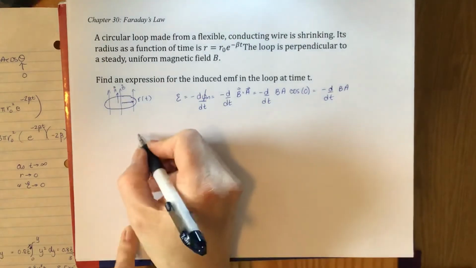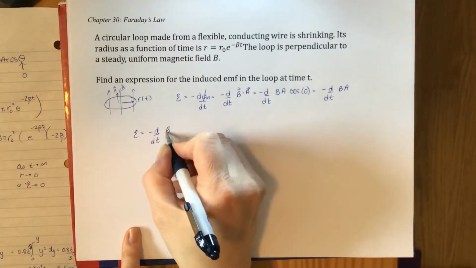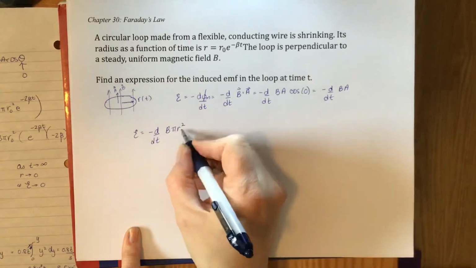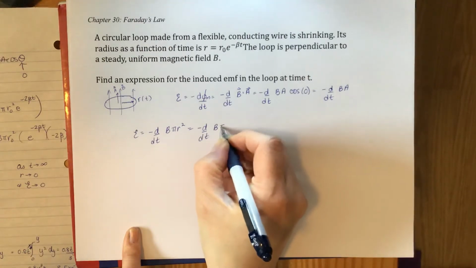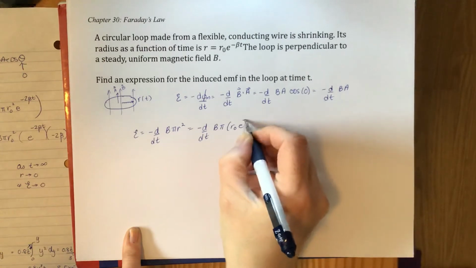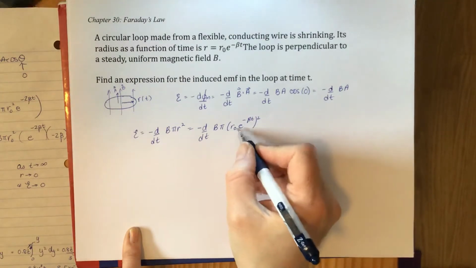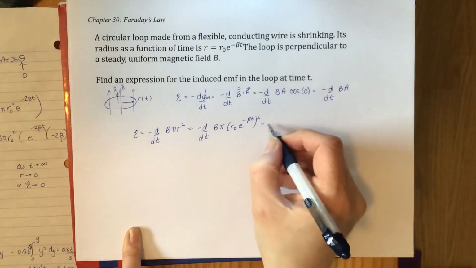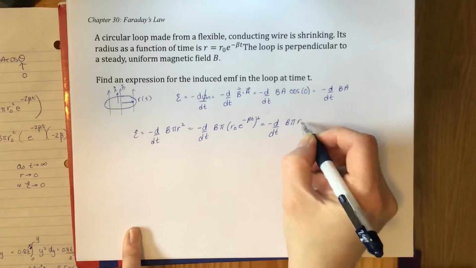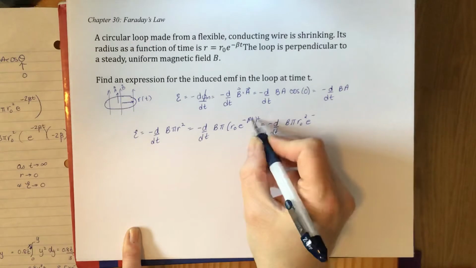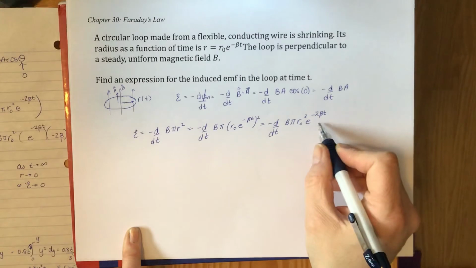What is the area of a loop? The area of a loop is pi r squared. What is the r of the loop? That's given by our equation here. So let's square this term, which means we square the r0 and we square the exponential term. When we square something with an exponent, we multiply the exponents. And now we want to take the time derivative of this.